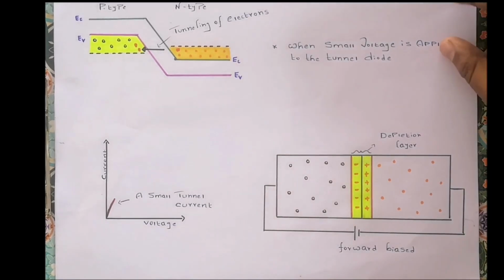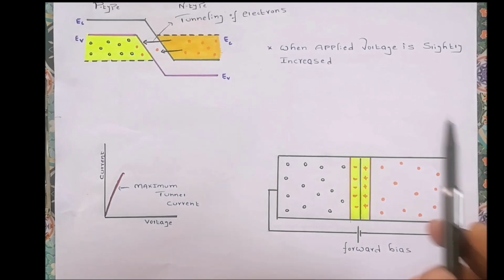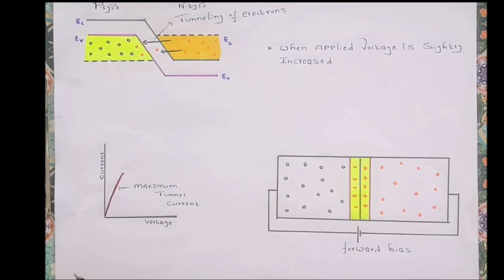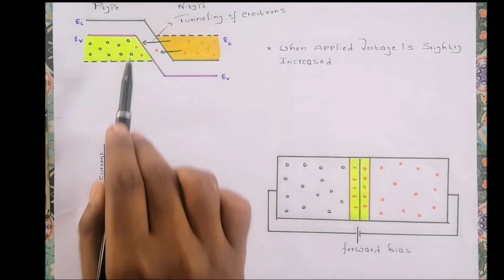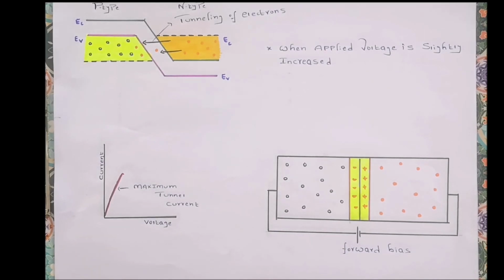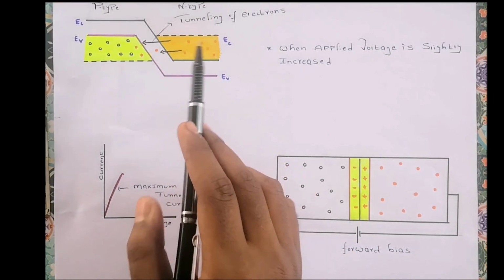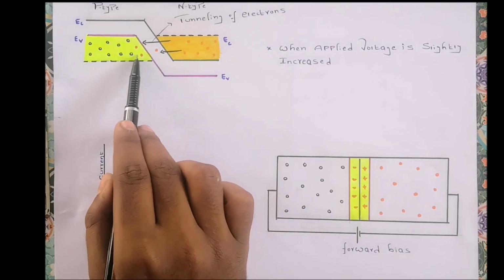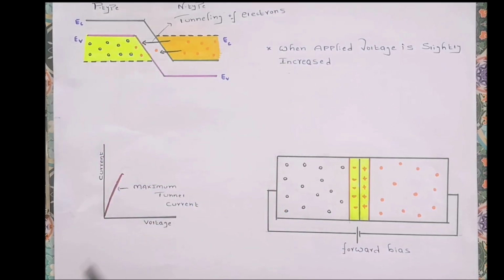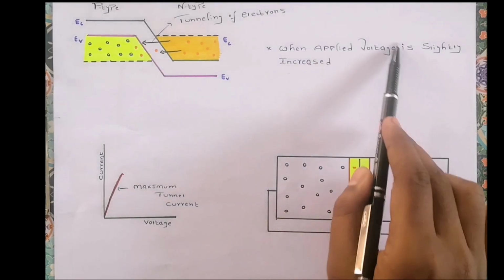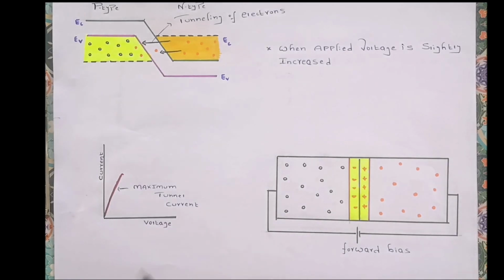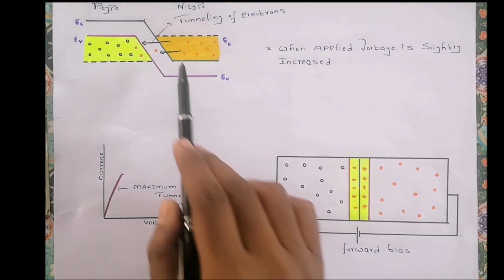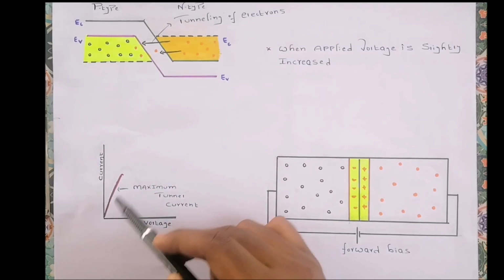Now here, when the voltage applied to the tunnel diode is slightly increased, then due to this increase in voltage, as you can see here, the overlapping of the conduction band and valence band is increased. Or in simple words, the energy level of the n-side conduction band becomes exactly equal to the energy level of the p-side valence band, and as a result of this overlapping, maximum tunnel current flows through the diode. So see here, this is the VI characteristic graph of the tunnel diode when the applied voltage is slightly increased.